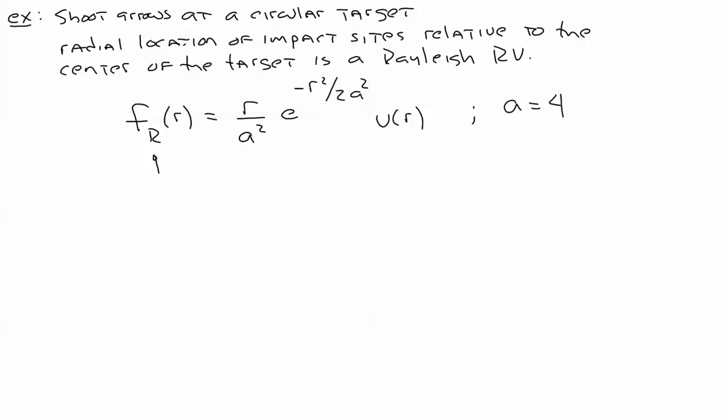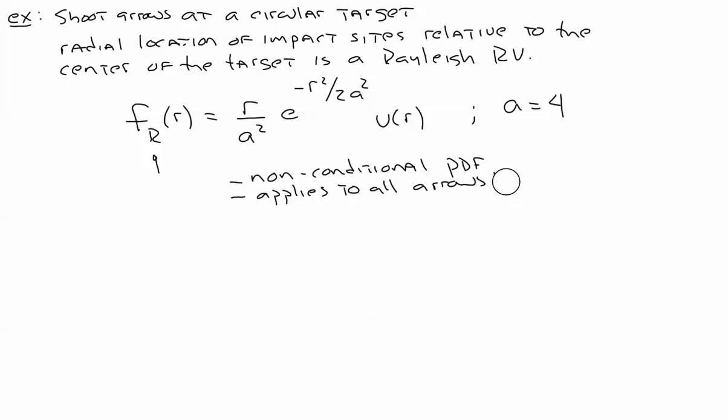All right, this is a non-conditional PDF. This is a PDF which describes the impact sites for every arrow I shoot, whether or not they actually end up hitting the target. We'll talk about the target in just a minute. This is a non-conditional PDF. Applies to all arrows shot, whether or not they hit the target.